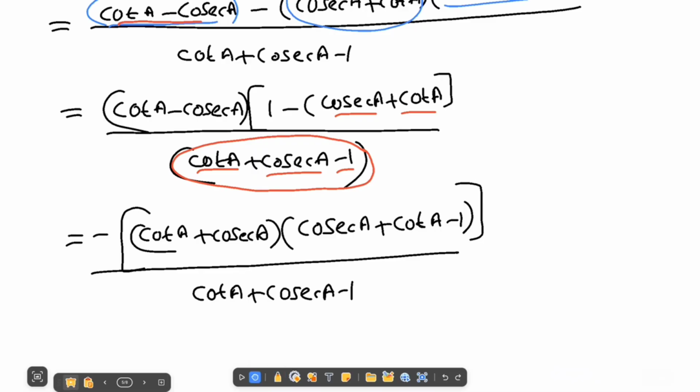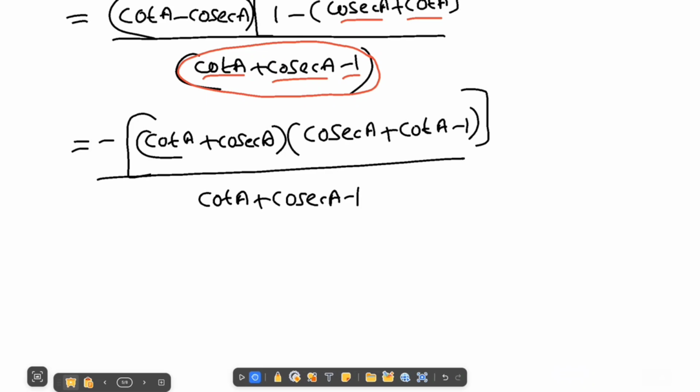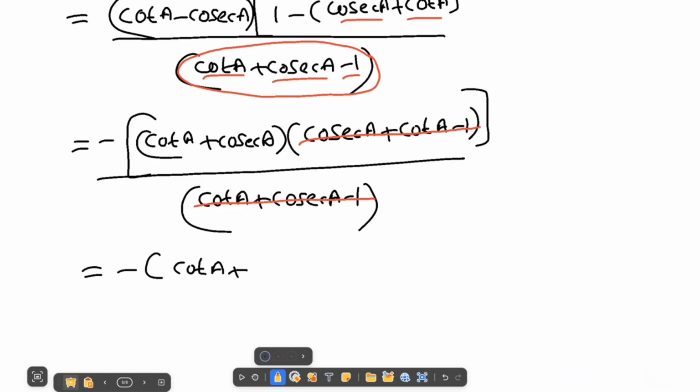So now cancellation is possible. Cot A plus cosec A minus 1, and cosec A plus cot A minus 1, both are same, so both get cancelled. So what is the remaining thing here? We will get minus of cot A plus, sorry, this one is minus cot A minus cosec A, so this is equals to cot A minus cosec A, yes.